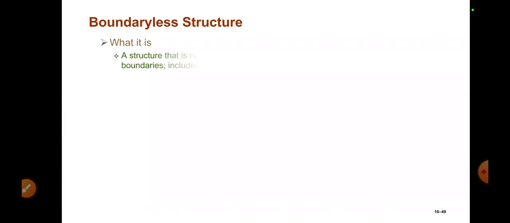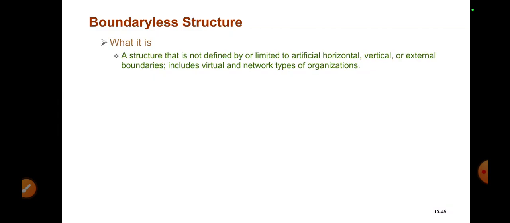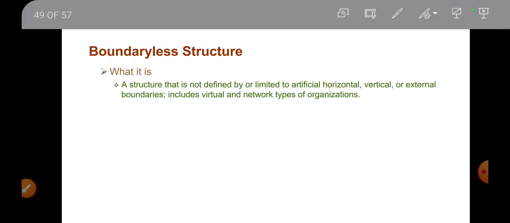Boundaryless organizational structure. What is this? A structure that is not defined by or limited to artificial, horizontal, vertical, or external boundaries, and includes virtual and network type organizations. That means they don't have any formal office, they don't have any formal rules and regulations. People from different parts come together virtually to conduct some job.